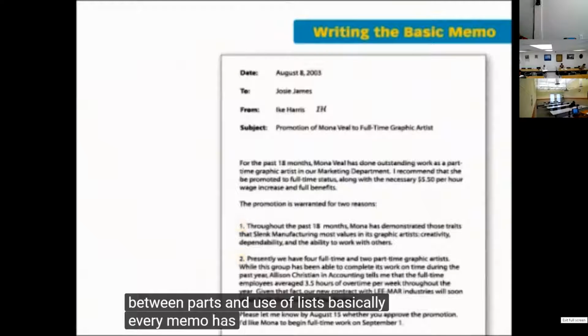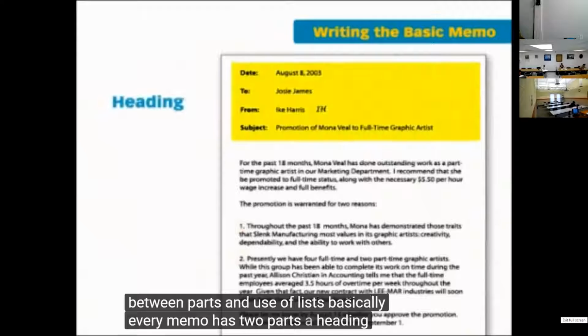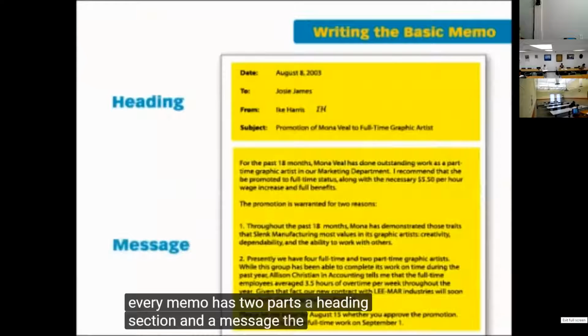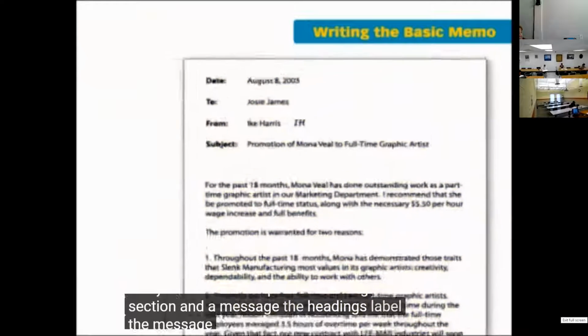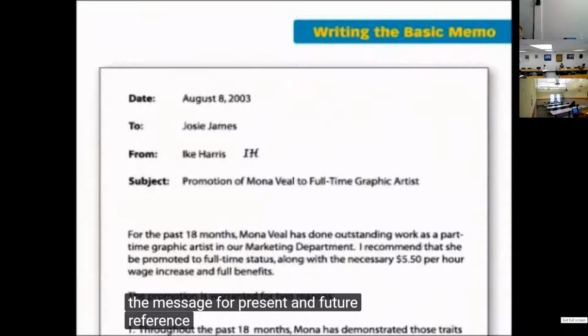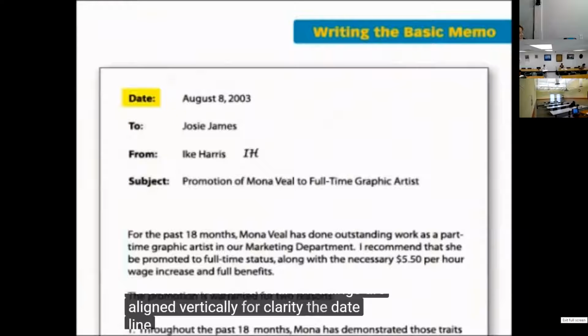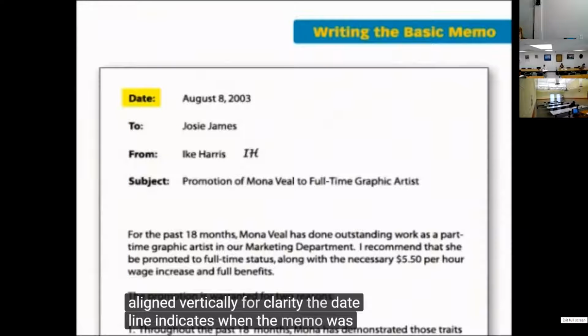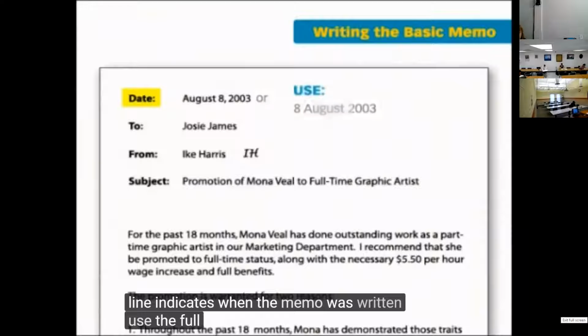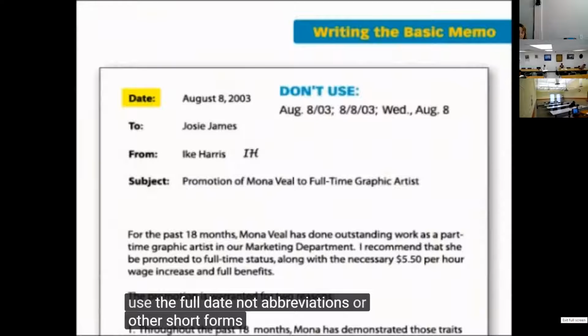Basically, every memo has two parts, a heading section and a message. The headings label the message for present and future reference. The 4 standard headings are aligned vertically for clarity. The date line indicates when the memo was written. Use the full date, not abbreviations or other short forms.